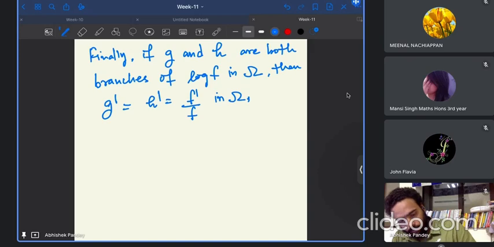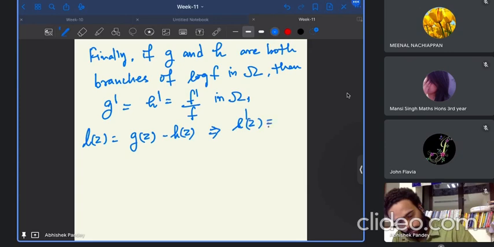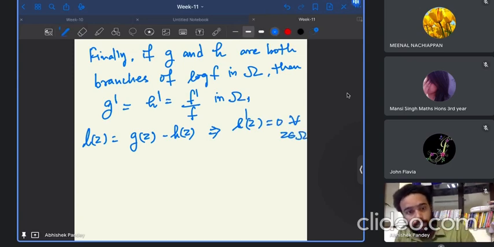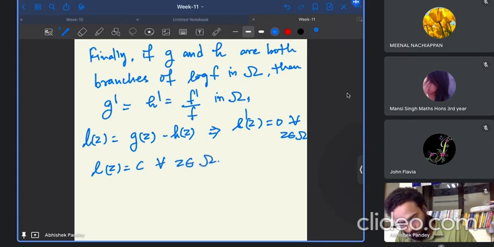So let us consider this function, let us say L of z is basically g z minus h z. This implies L dash z is 0 for all z belonging to omega. Now if this is 0 for all z belonging to omega, this means that L is constant. So L z equals C for every z belonging to omega.